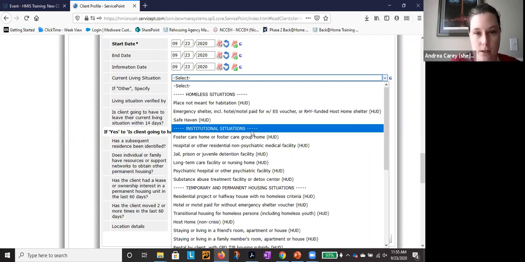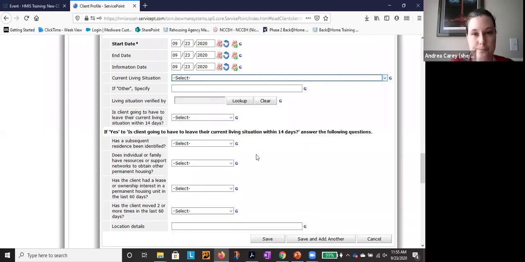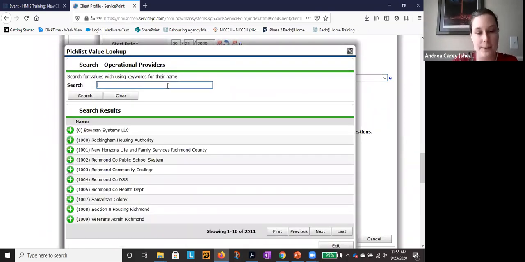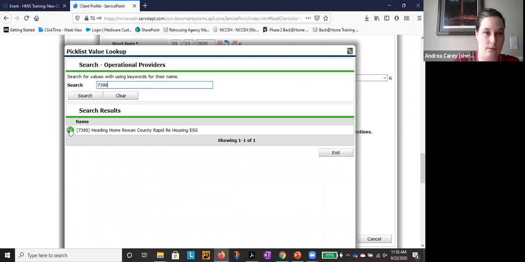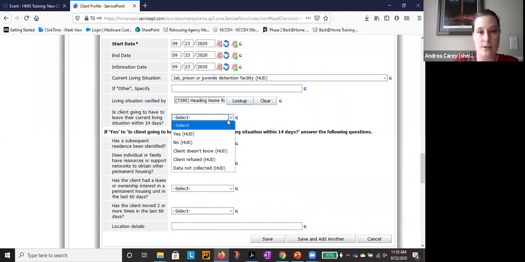Let's just pretend here that our client was in jail last night in an institutional situation, and so these follow-up questions apply. And so it's not on the paper form because it's obvious that you are filling this out, but here in HMIS, you are going to need to select your own project for who's entering this, who observed this, who's verifying that. So again, I can search by project number or by name and click the plus sign to add that project. There we go. And then is the client going to leave their current living situation within 14 days?